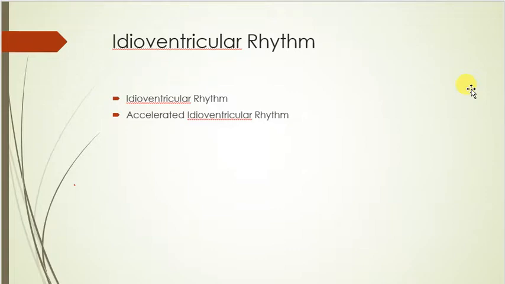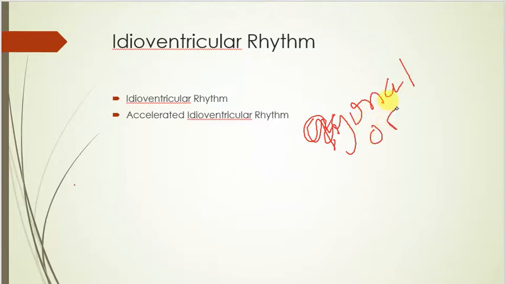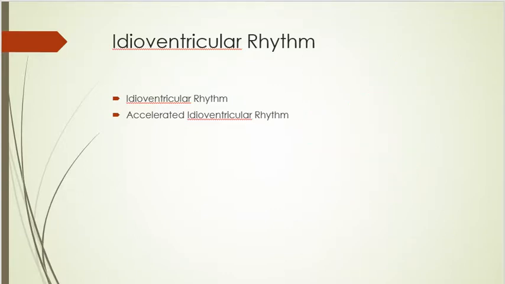Idioventricular rhythms, they either call them idioventricular or accelerated idioventricular. And sometimes you'll hear these called agonal, or a dying heart rhythm. But idioventricular rhythms don't necessarily mean that the heart is dying. It just is getting very weak.